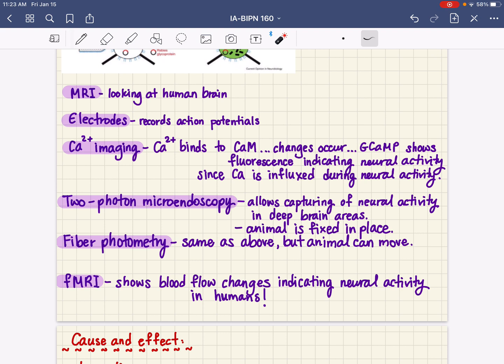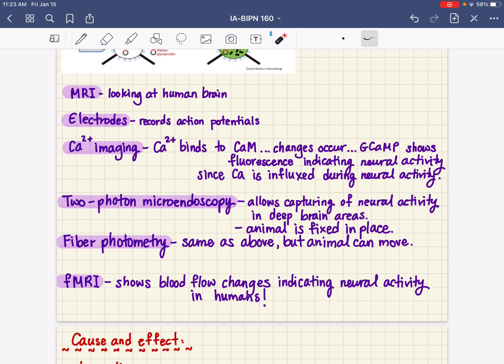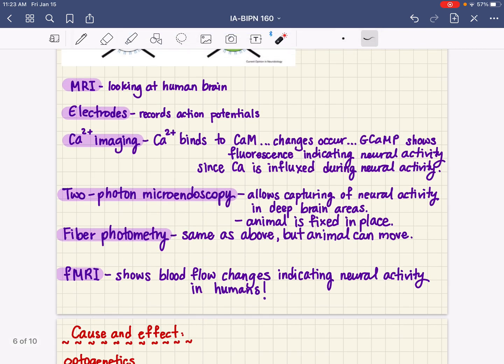Calcium imaging is another way of finding out if there is neuronal activity. In a detailed explanation, calcium influxes the neuron when the neuron is about to release neurotransmitters, so that calcium flux comes in and it binds to a calmodulin, which is a protein. And there are some changes occurring, with some proteins interacting with one another. You don't need to know that. Just know that GCaMP is able to show fluorescence, and this indicates that there is neural activity. Okay, so calcium imaging can be used when a part of the brain is active and GCaMP fluoresces.